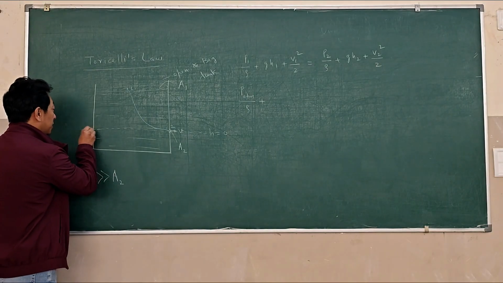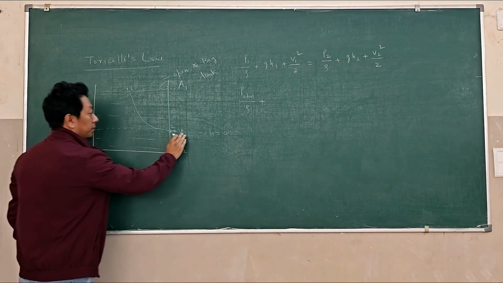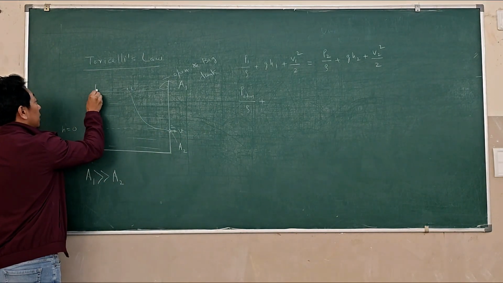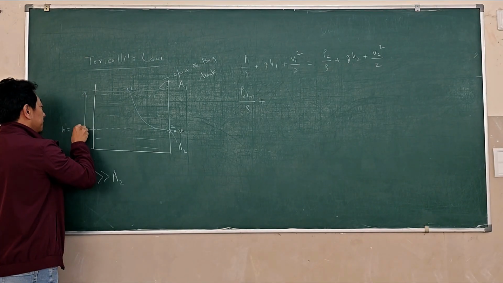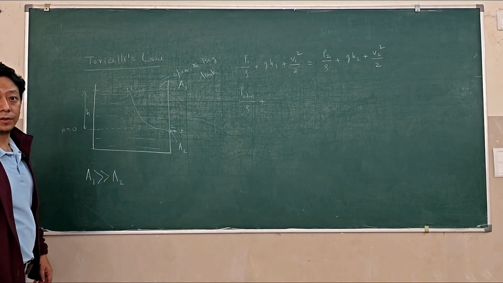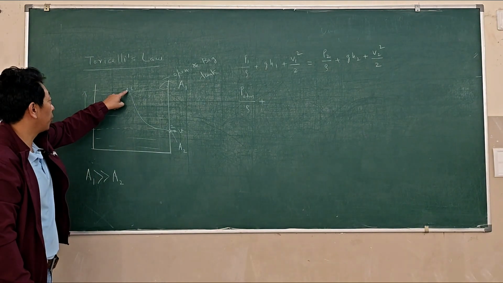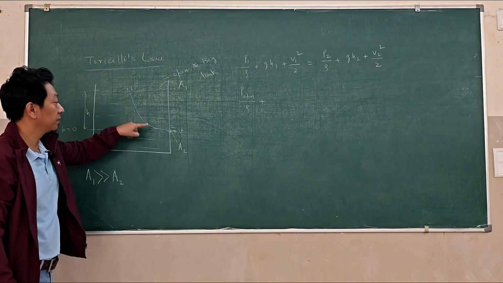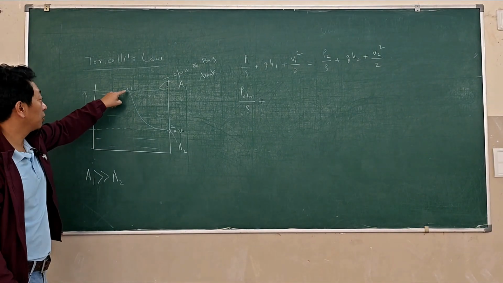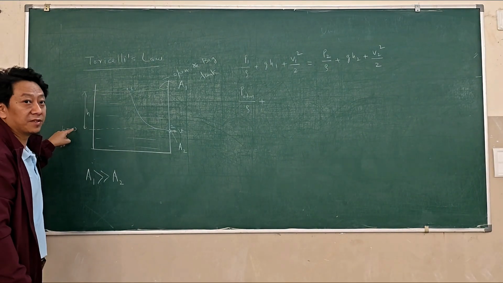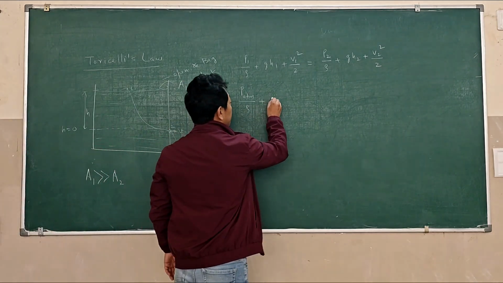So if I choose the reference here, then what will be the height here? This height. So now tell me the height of this point from the reference. Height of this point from the reference, H. So this will be gH.